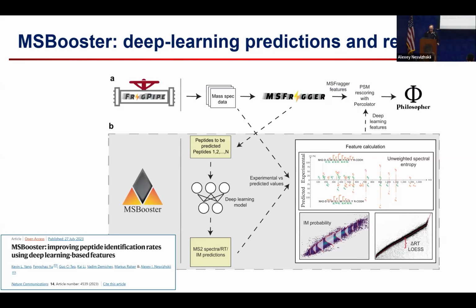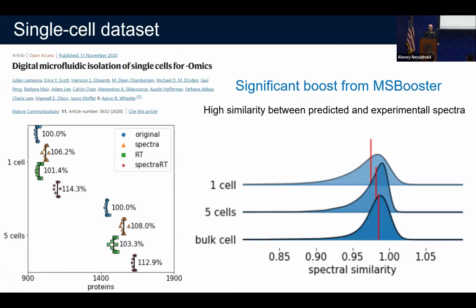So MSBooster will predict, as I said, retention times, spectra, and ion mobility values if it's a timsTOF instrument, and then would add additional scores based on how concordant the predicted retention time and an empirical one are, how well they agree. So a peptide with a big difference would be penalized, and the same for the spectral similarity.